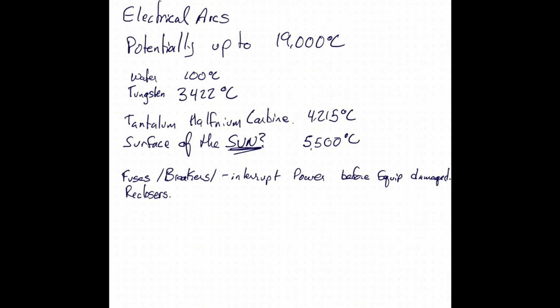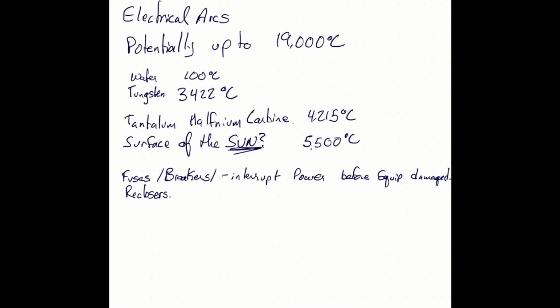Let's step it up. What about the surface of the sun? We're talking about planting your feet on the edge of a star. 5,500 degrees Celsius on average. So that electrical arc that we have to work on, that has occurred during our fault, is potentially 4 times hotter than the surface of the sun.